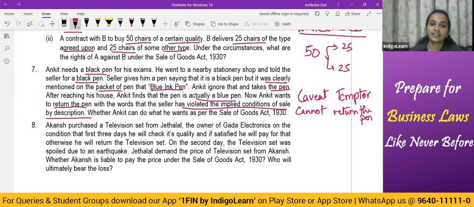He cannot apply the implied condition of sale by description. Rather, the doctrine of caveat emptor will be applicable here, and Ankit is not in a position to return the pen. So let's have a look at this answer.